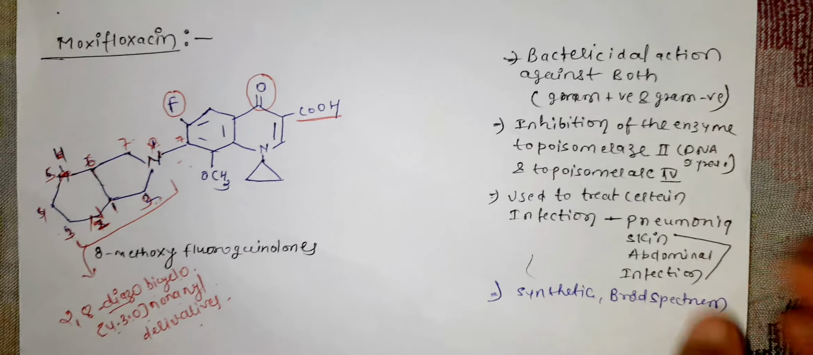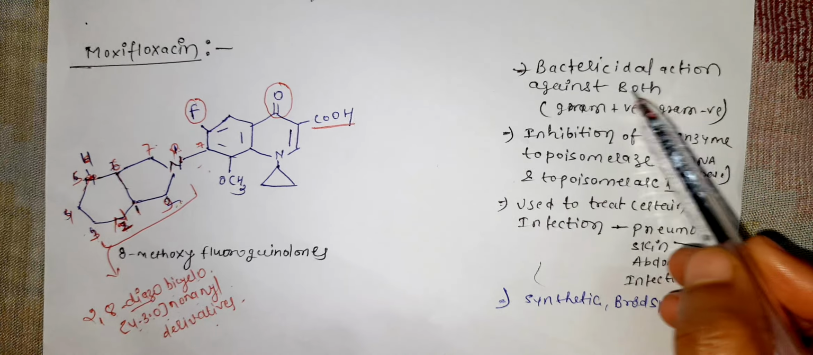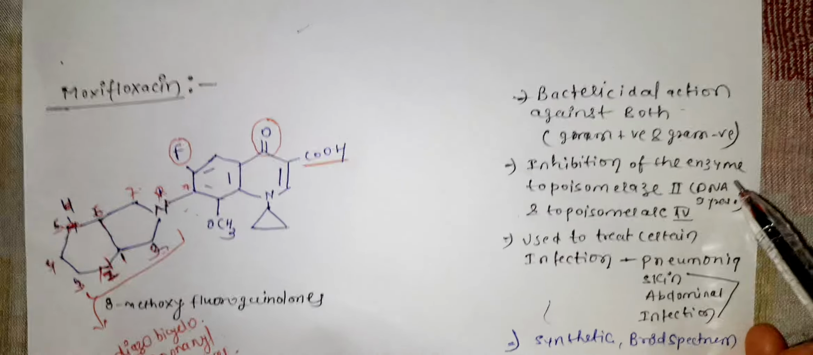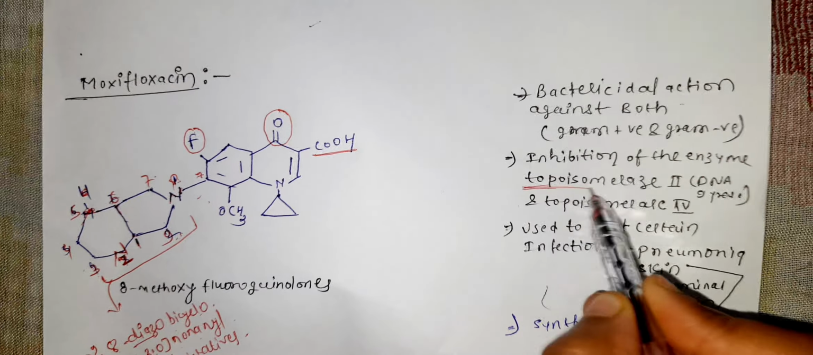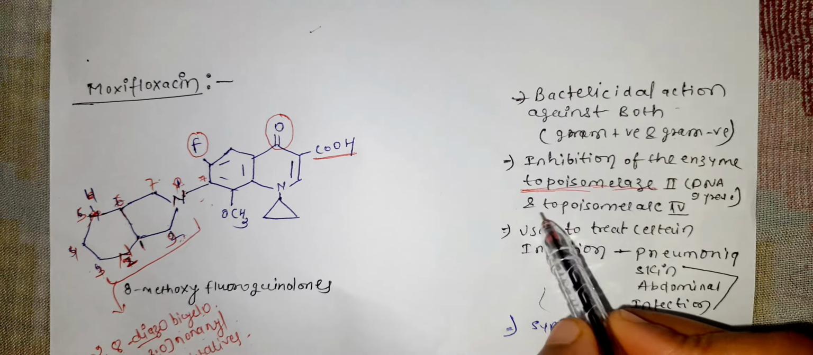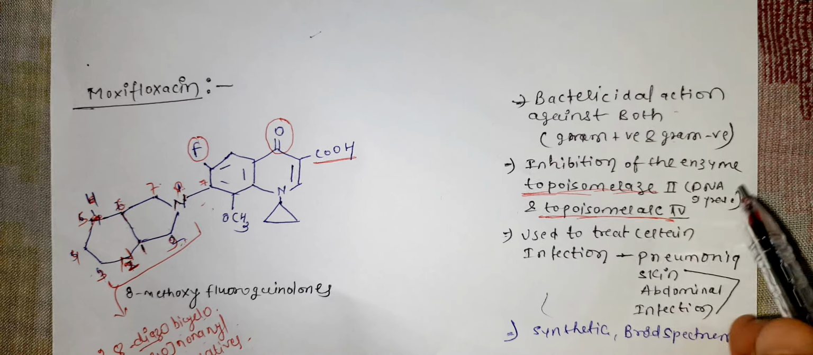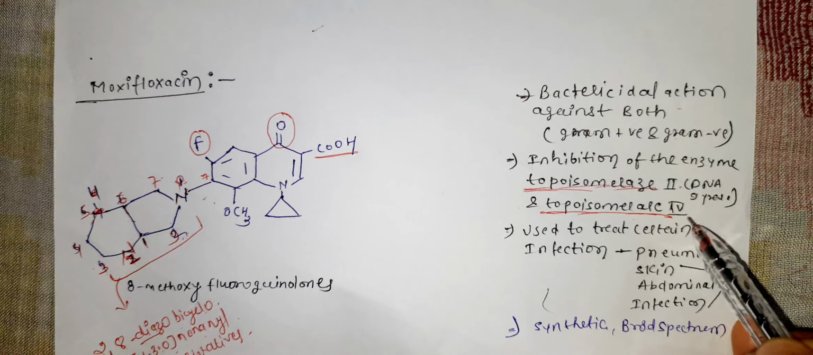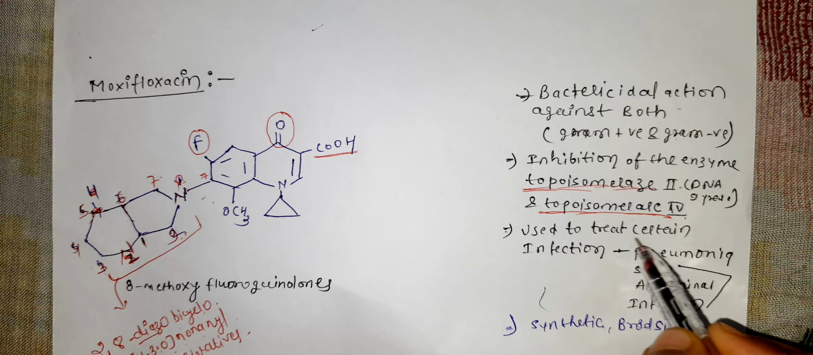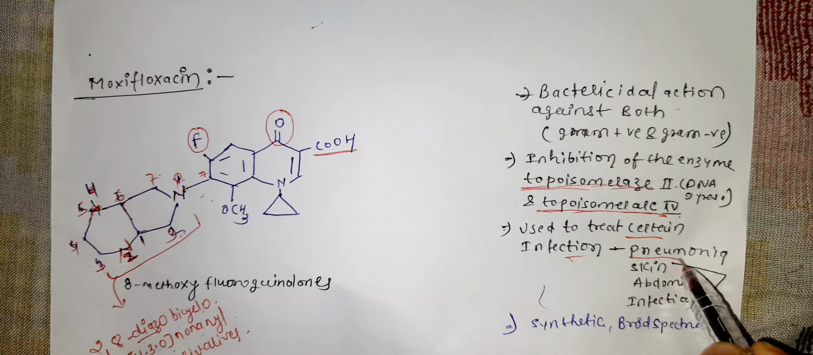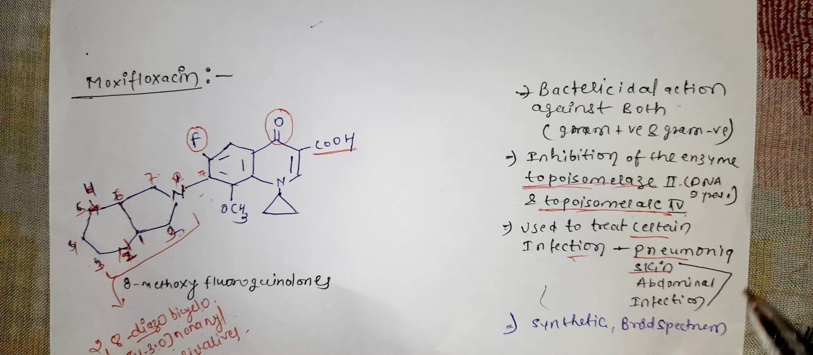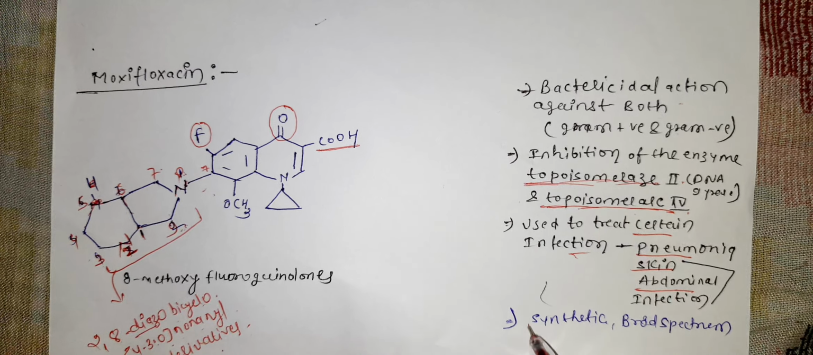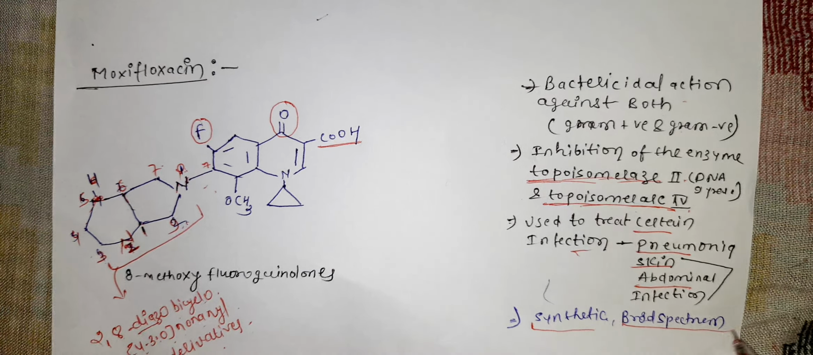And now, this has a bactericidal action against both gram positive and gram negative bacteria. It inhibits the enzymes topoisomerase 2 and topoisomerase 4. So it inhibits both enzymes, topoisomerase 2 and 4, and is used to treat certain infections like pneumonia, skin infection and abdominal infection. This drug is synthetic and a broad spectrum antibiotic.